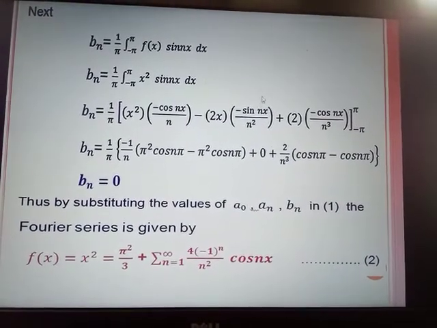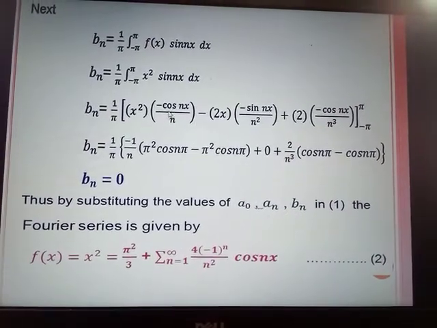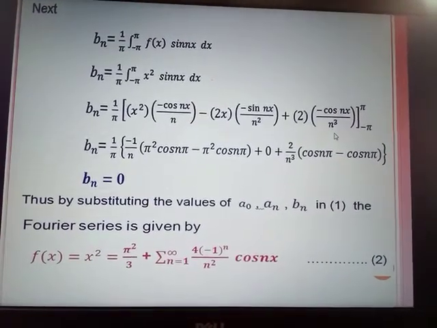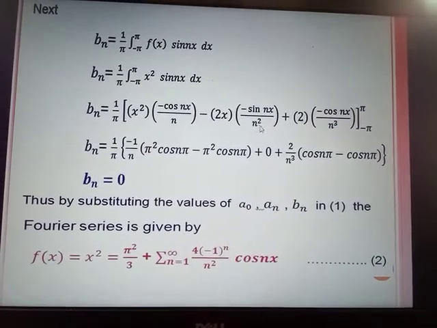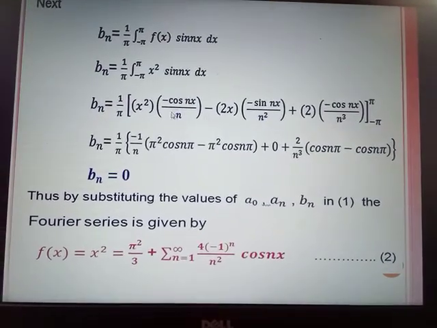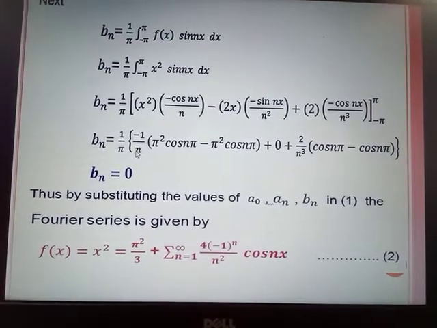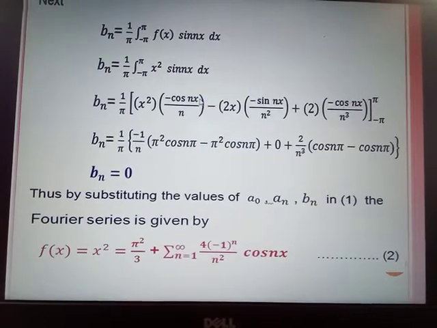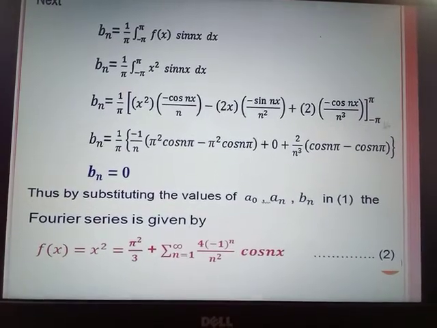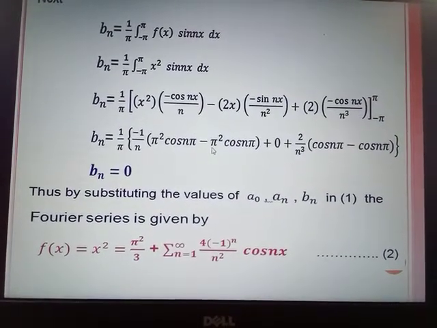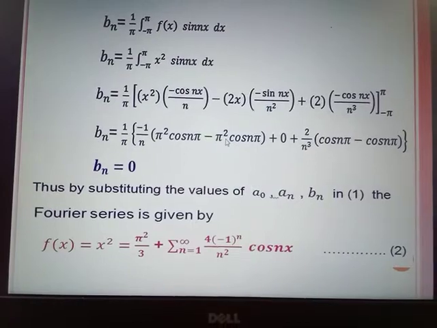Now, we know that sin n pi value is 0, therefore this middle term, the whole term, will be 0, so we have to apply the limits only for the first and last terms. Keep 1 by pi as it is. From the first term, take minus 1 by n outside the limit because it is a constant. x square into cos nx, we have to apply the limits. It will be pi square cos n pi minus, our lower limit is minus pi, and minus pi whole square is plus pi square. Therefore, it is pi square cos n pi.